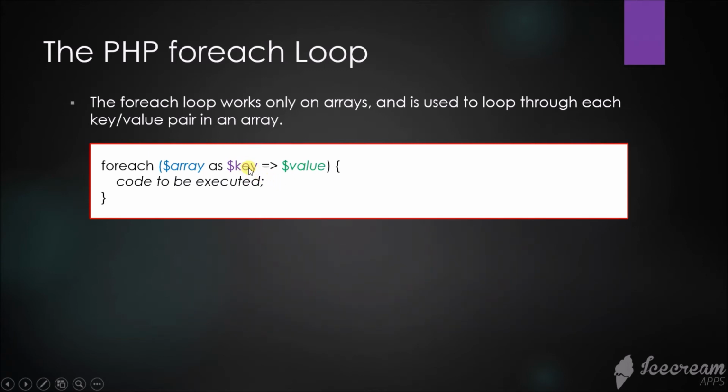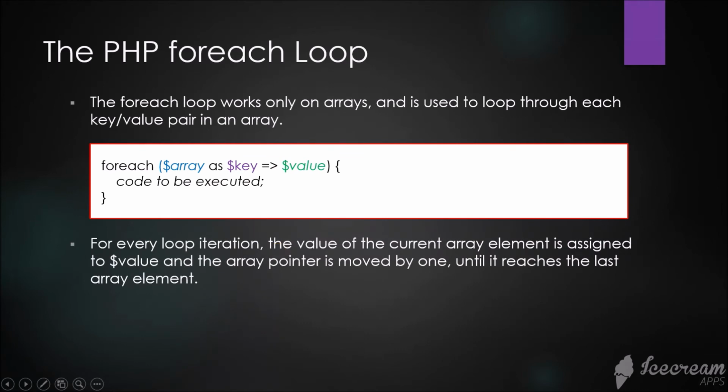Okay, so ito yung mga variable name na key at value. You can change it anytime you want. Kung ano man yung mas preferred mong variable name for that. Okay, so dito sa array variable, kung ano yung naka-declare na array, yun ang gagamitin natin dito. Okay, so for every loop iteration, the value of the current array element is assigned to the value variable. And the array pointer is moved by 1 until it reaches the last array element. Okay?